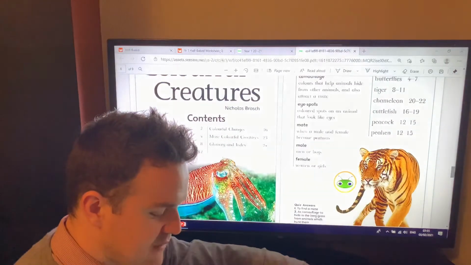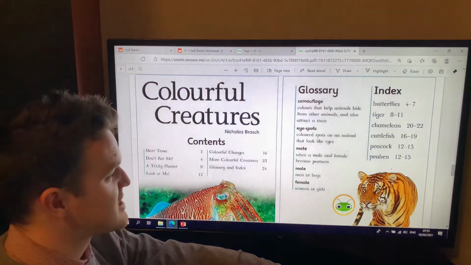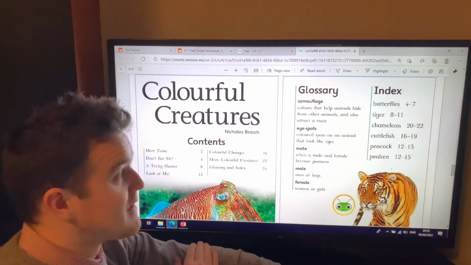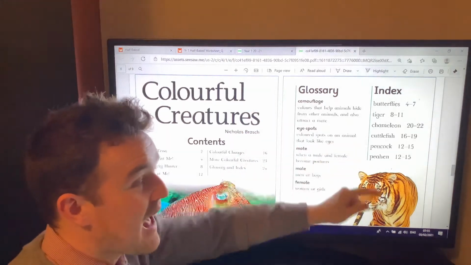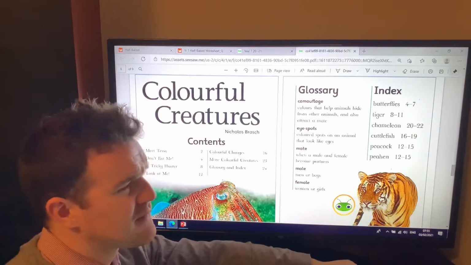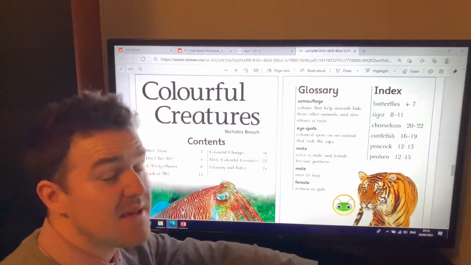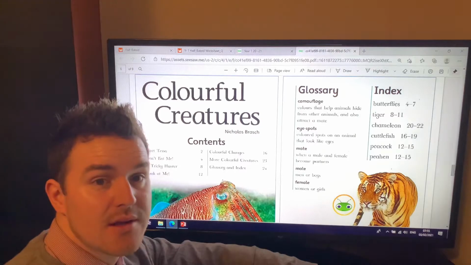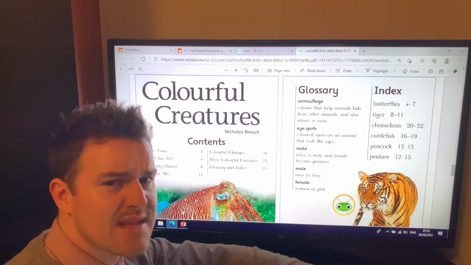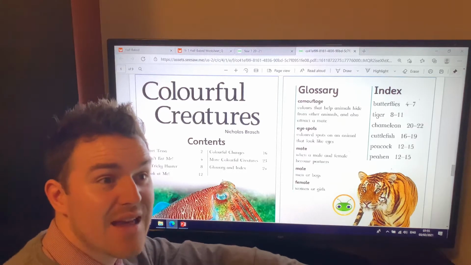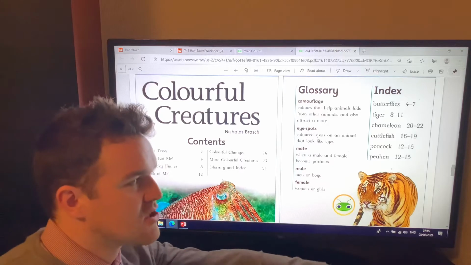Then there's an even harder one here. This is the hardest one, colourful creatures. It actually has a contents page, a glossary we can find unfamiliar words like I told you about yesterday, and an index. And if I wanted to find out about butterflies, look at my index, I found butterflies, it says page 4 to 7. Now, what pages is that, Year One? Think about it, 4 to 7. Does that just mean 4 and 7? No, it means 4, 5, 6, and 7. It means 4 up until 7 and then stop. So have fun with that.